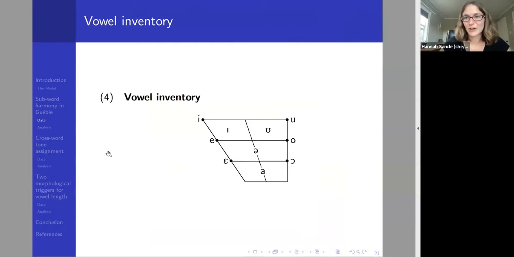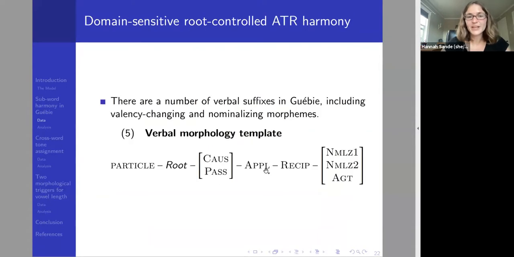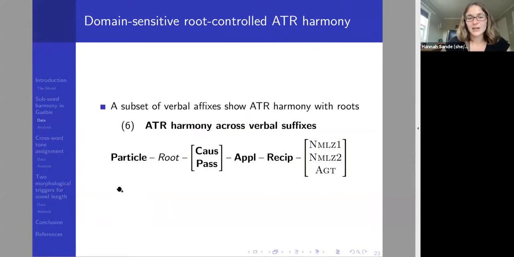All right, here's some basic phonological background of Gabier. So here's the vowel inventory. There are 10 vowels, and each vowel has an ATR pair, so plus ATR and minus ATR. Schwa is the plus ATR counterpart of a, as we'll see. There are a number of verbal suffixes in Gabier, including valency-changing morphology and nominalizing morphemes. There's also an optional prefixal particle. The morphemes in bold here harmonize with the root. So we get ATR harmony determined by the quality of vowels in the root that affects both the prefixal particle and the valency-changing affixes. But none of the nominalizing affixes harmonize.